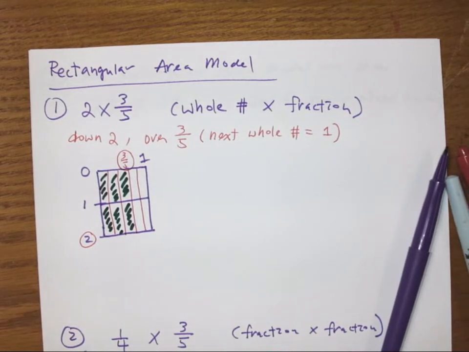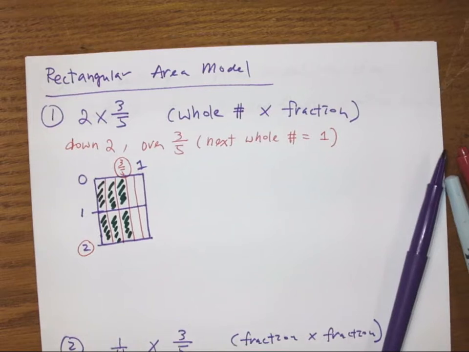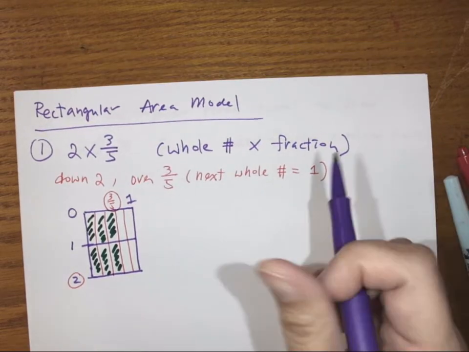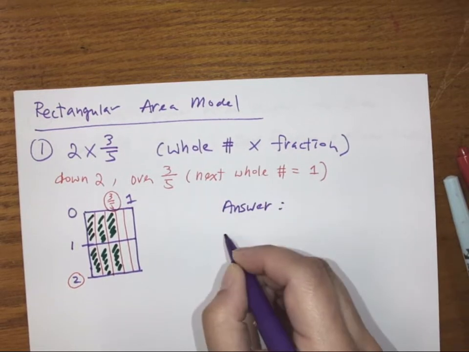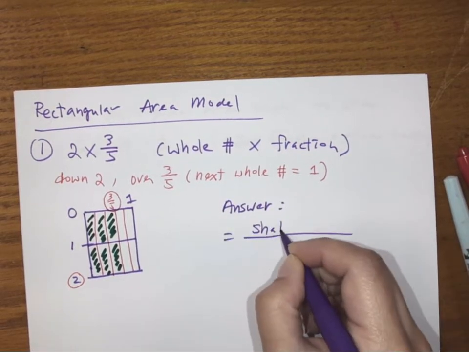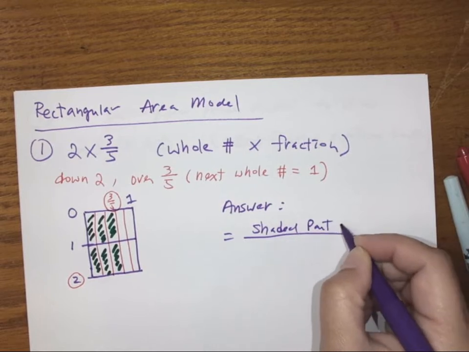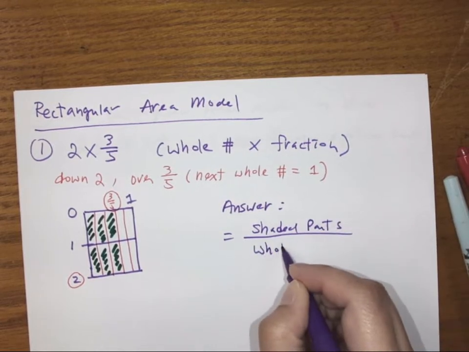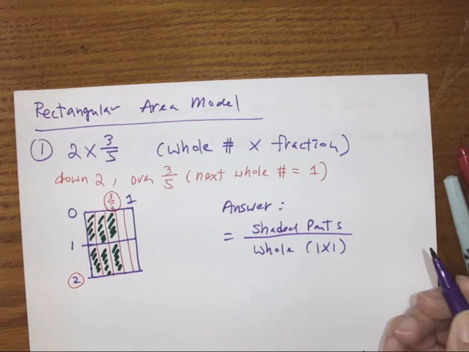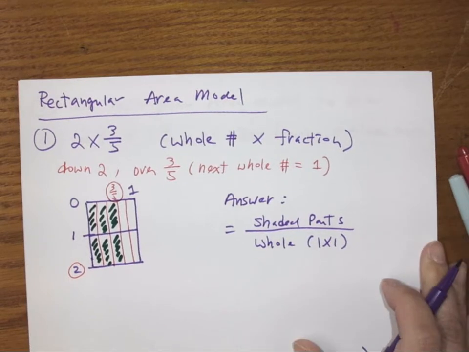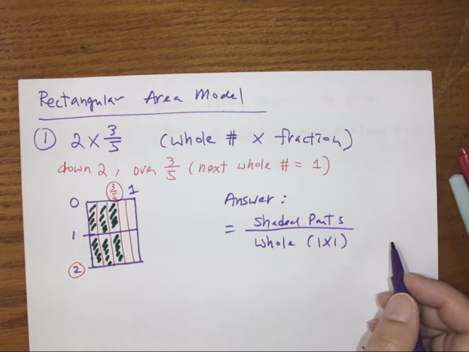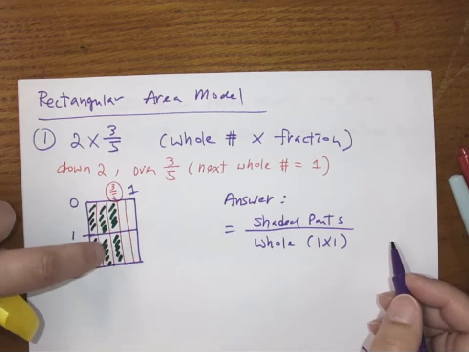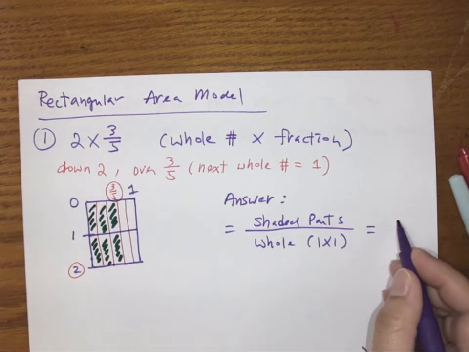And to find the answer, the answer is going to be the shaded part compared to 1 whole, which is 1 by 1. So again, anytime you need a little bit more time to write this down, just pause the video. So the shaded part, we have 1, 2, 3, 4, 5, 6, right? So the shaded part is 6.